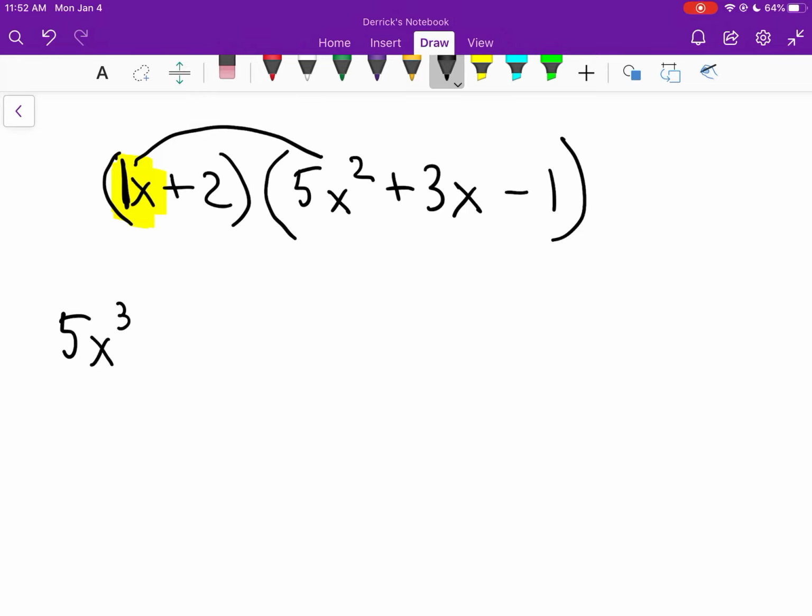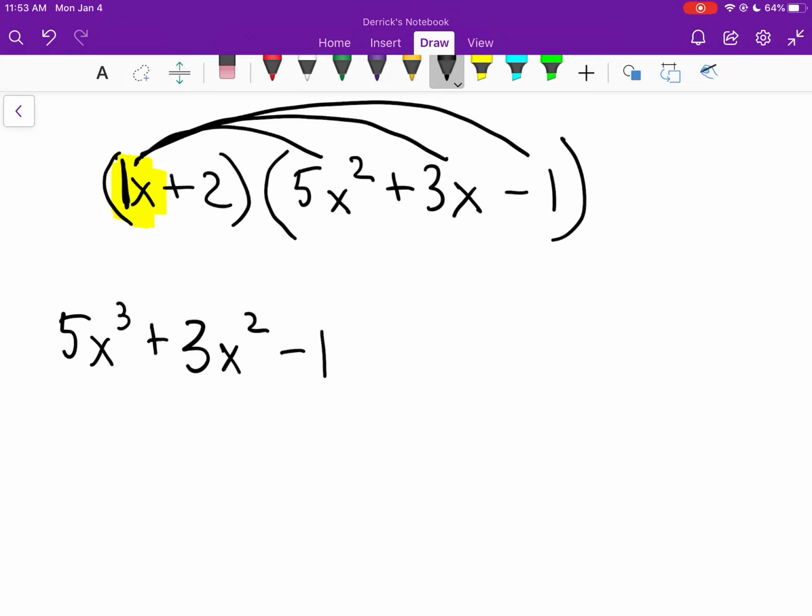Then we want to take 1x and distribute it to 3x. 1 times 3 is 3. X times x would be x squared. Then we'll take 1x times negative 1. 1 times negative 1 would be a negative 1 because a positive times a negative is a negative. And we also have the x as well. So negative 1x, or you could just write negative x if you want to, because remember, you don't have to show that 1. It's up to you.